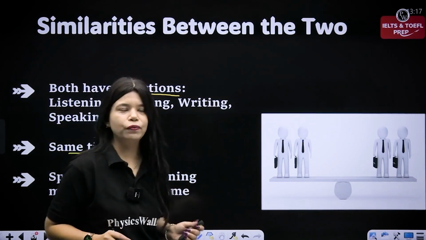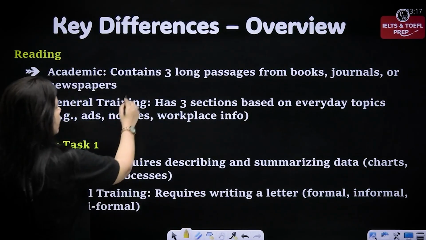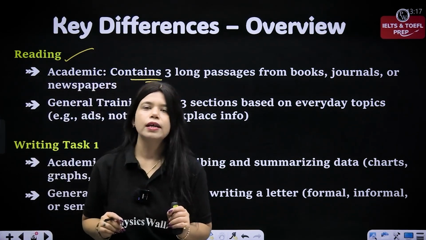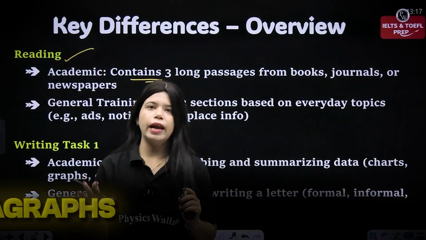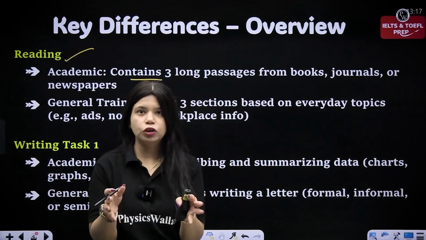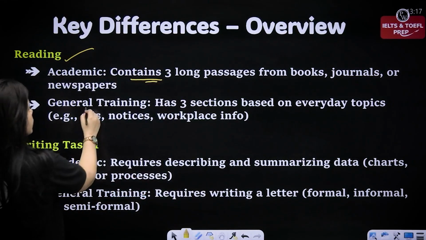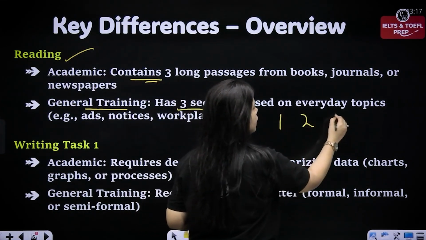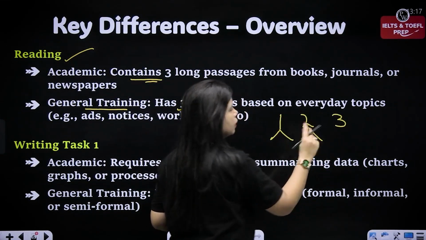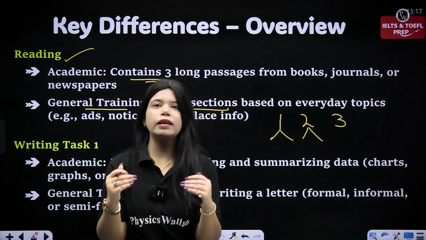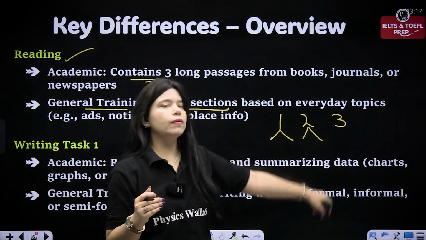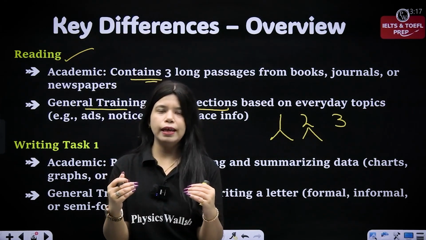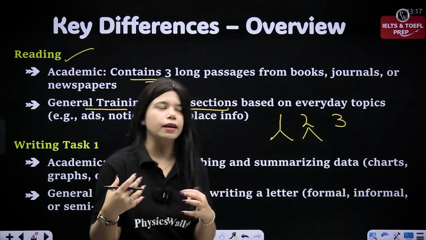Now let's talk about differences. What are the dissimilarities? Let's talk about academic reading. It contains 3 lengthy passages. Lengthy means one passage is somewhere around 8 to 10 paragraphs and you get 3 such passages in the reading module. Whereas in general training, here also you get 3 lengthy passages. But the first 2 passages are divided into 2 shorter segments, and the third one is the lengthier one. So in short, in general reading, you get to deal with shorter segments, shorter passages. That makes it a little easier.